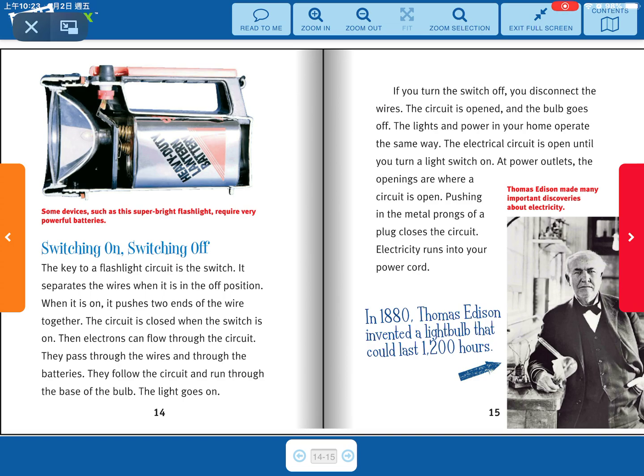The electrical circuit is open until you turn a light switch on. At power outlets, the openings are where a circuit is open. Pushing in the metal prongs of a plug closes the circuit, and electricity runs into your power cord.